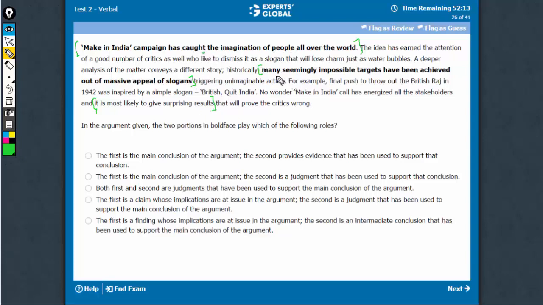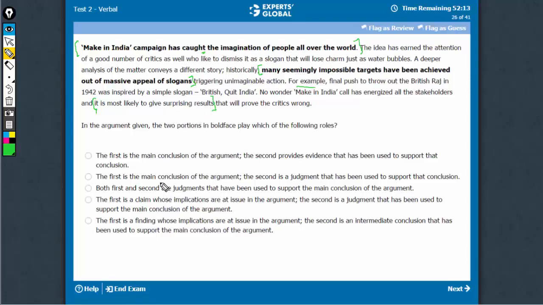How is the second part related? See, this is not an evidence. Evidence would be this part. You know, an example has been given. This is again someone's opinion. So this is an opinion which supports the conclusion. So with this bit of background work done, now I will move to answer choices.